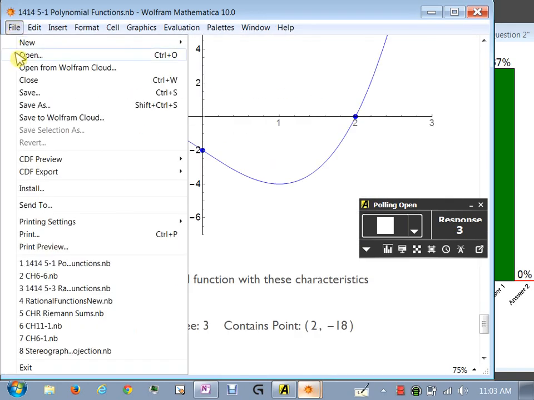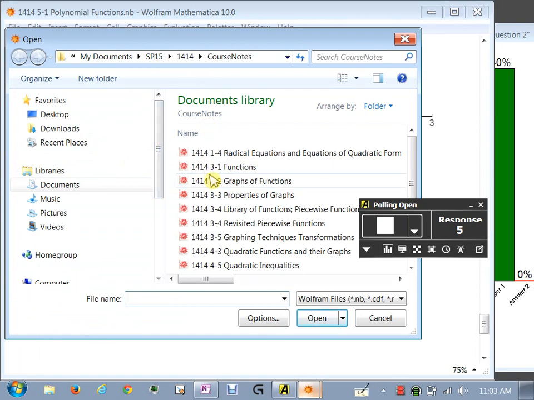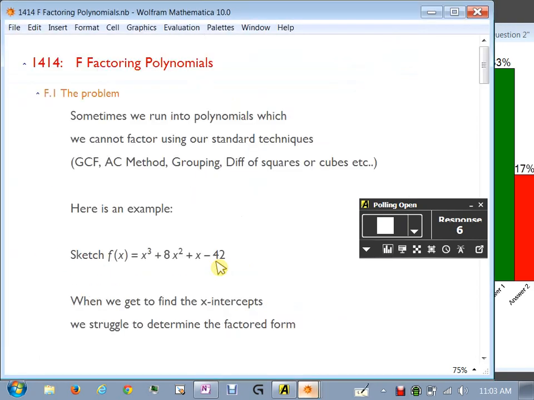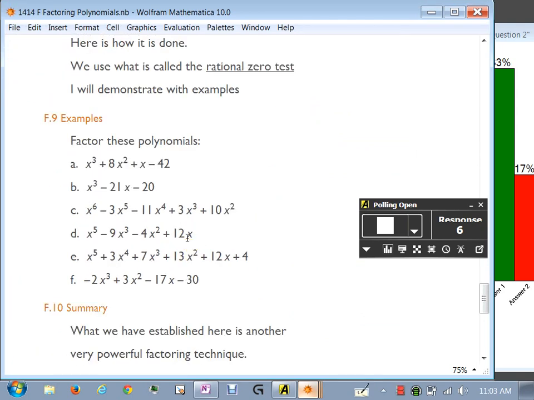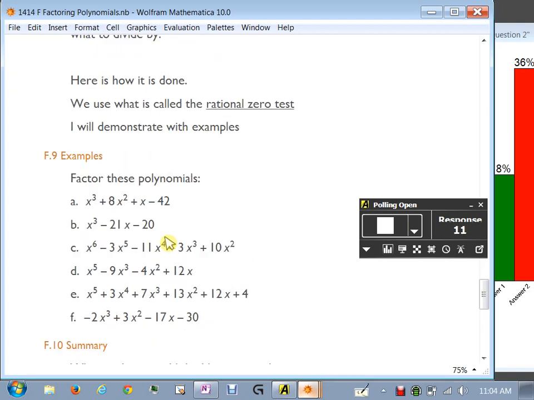No, wrong one. Where was it? Chapter F. 1414. Okay, let's get started. This is where we left off, right? Yes, I think they're in that filing cabinet over there. If I have them, they're over there. Remember, if you miss class, I post the notes, so just print them off and bring them. Okay? Future reference.